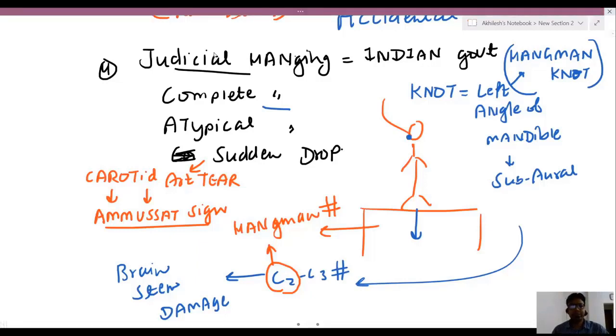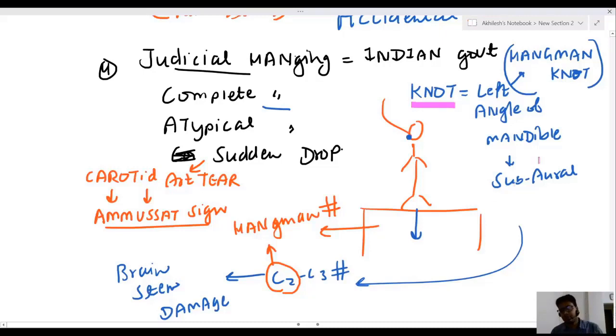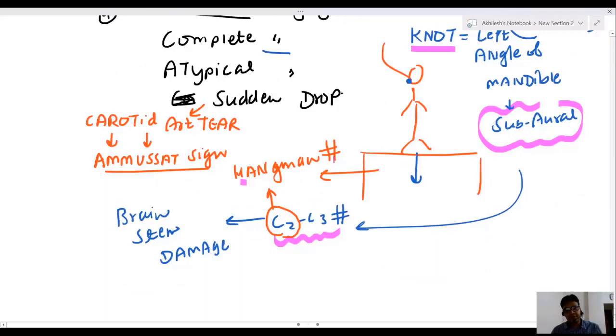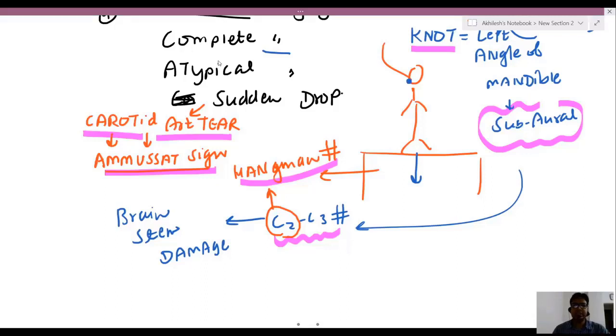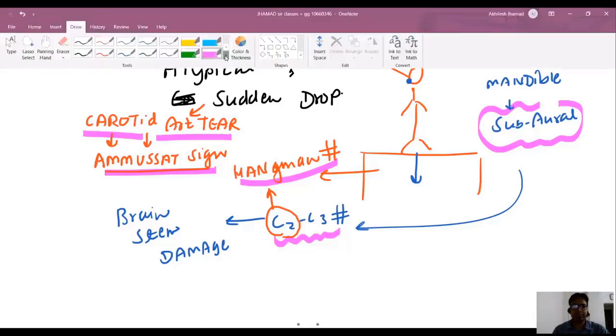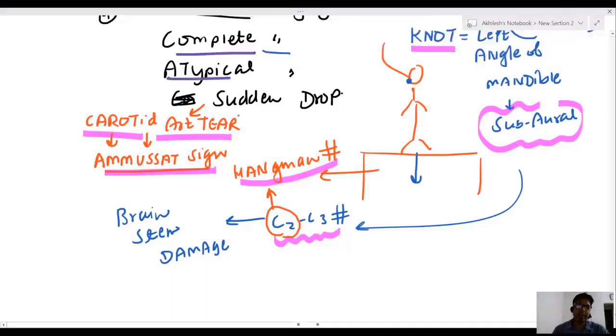Again, I am revising, my dear friend. See, the knot is not present at the left angle of mandible. It is a suboral lesion that creates pressure. C2 and C3 vertebra fracture. C2 vertebra fracture is also known as hangman fracture. Carotid artery tear, this sign is IMG sign. See, this is a complete hanging, atypical hanging.